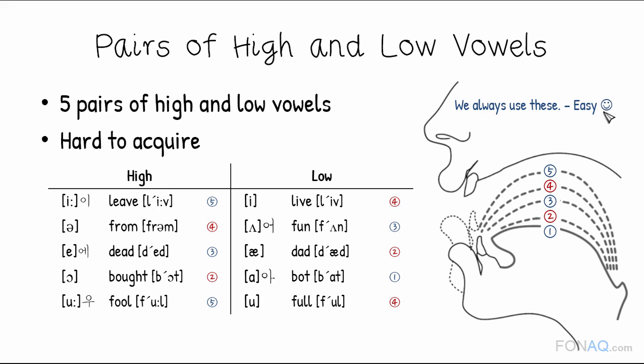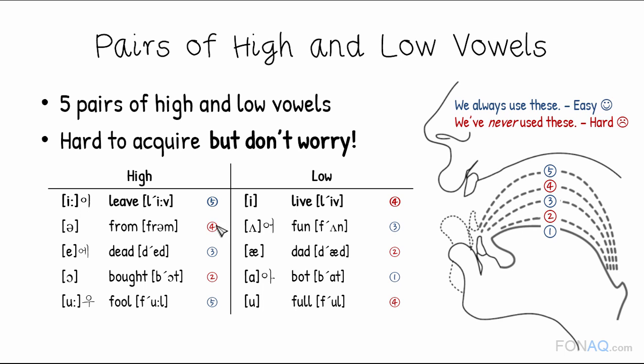But none of the Korean vowels are produced at 2 or 4. We have never used 2 and 4 in our lives. No wonder we find them so confusing and difficult. The 2 and 4 vowels are very tough to acquire for us. But don't worry, if we approach them systematically, you can easily pick them up. Not a problem. So let's dig deeper into the first pair. The target phonemes of this lesson, high I and low I.